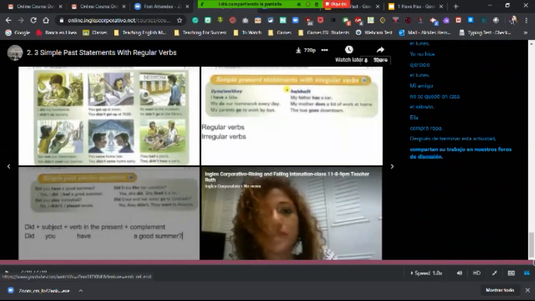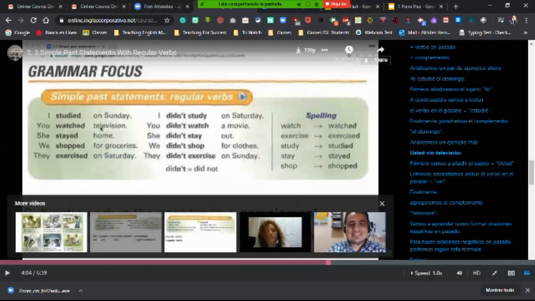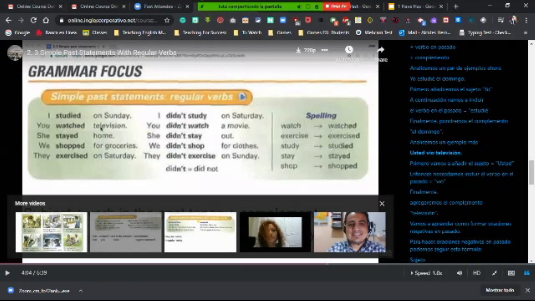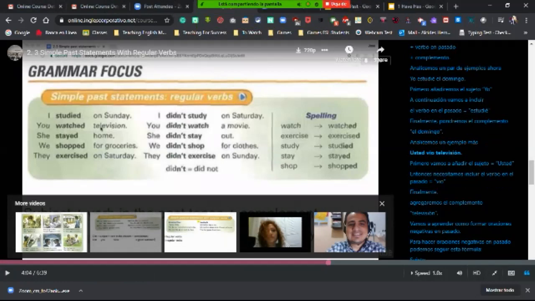Okay, so let me just point out some things here. Now, you watch. In these particular examples, we are talking about statements, simple past statements. But do you understand what a statement is? Anybody know what a statement is? Oración? No, oración is sentence. So what are statements? In Spanish, statements are aseveraciones.